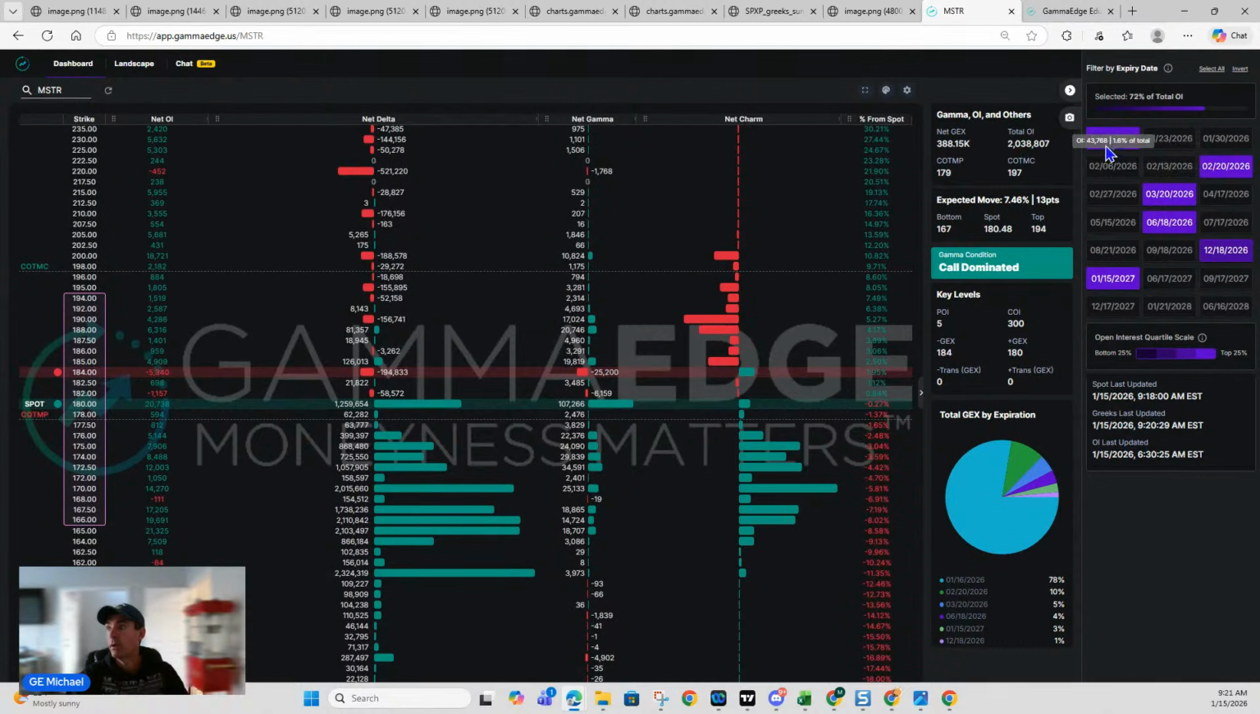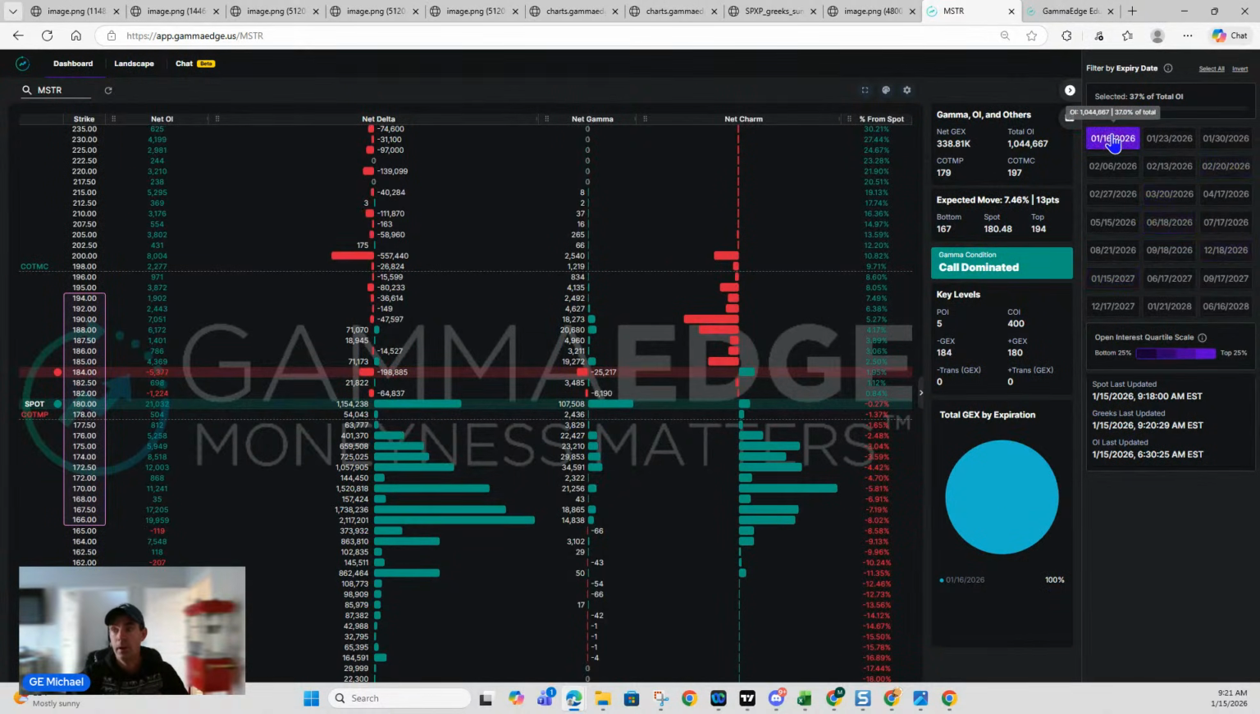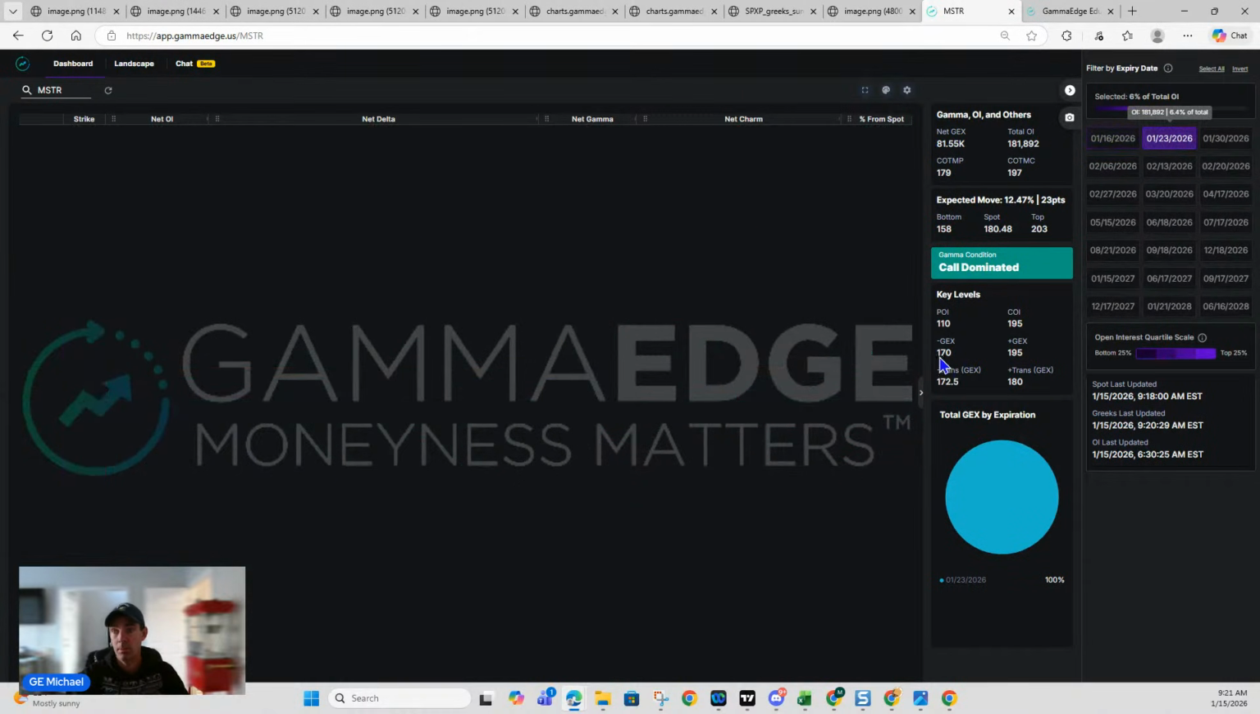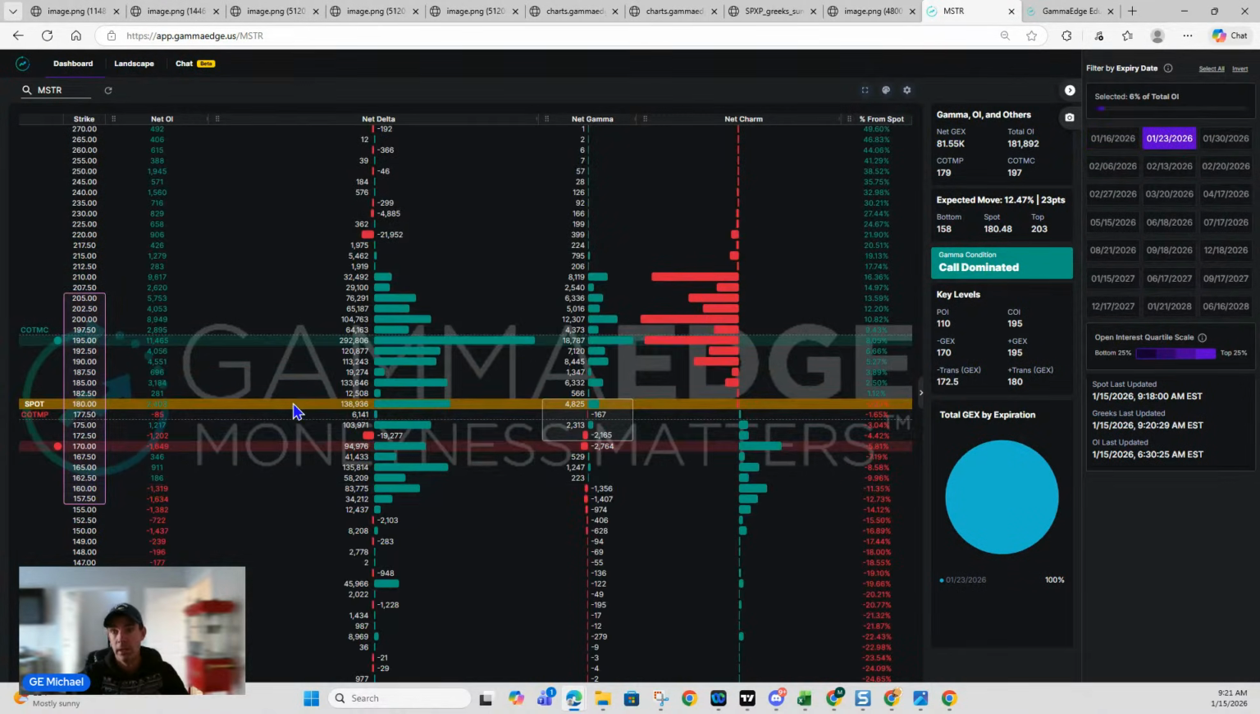MSTR. Let's do this at Friday's expiry. Call dominated, 180. Actually, INGEX and PGEX are flipped. So 180 to the upside is where I'd be looking on MSTR. And we're at 180. After this Friday's expiry, the structure does expand to the upside towards 195. So MSTR looks good towards 195. Need to get above transition though. Hopefully that helps. Kim, ARM.